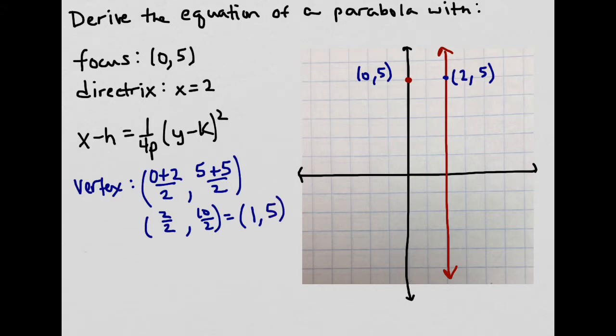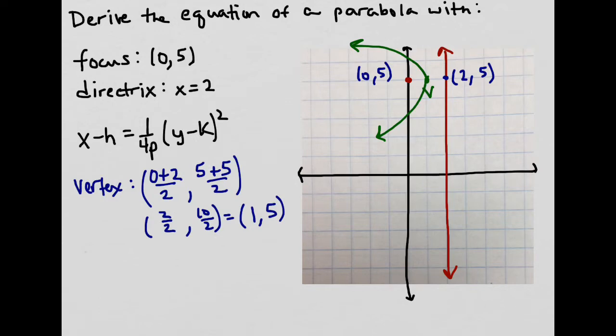So we probably could have seen just by looking at the graph also that at (1, 5), that's going to be halfway between my directrix and my focus. So this is going to be my vertex. I can roughly sketch the graph now. I know it goes this way.